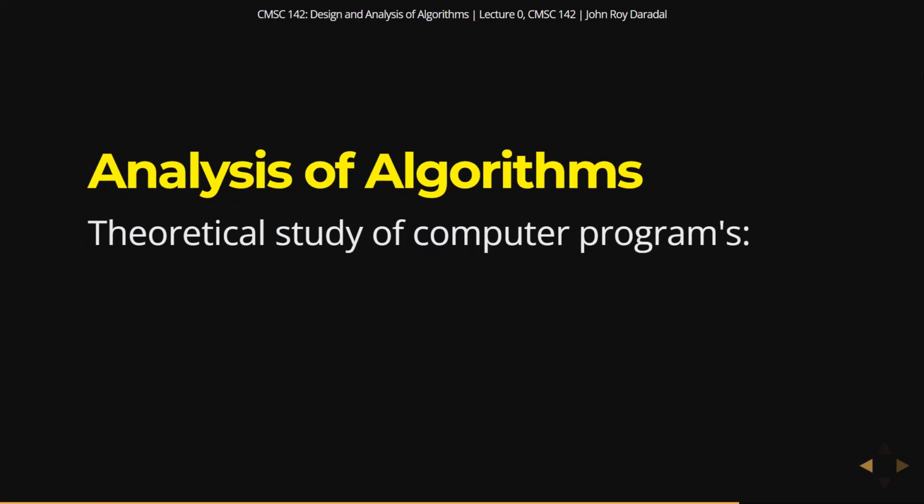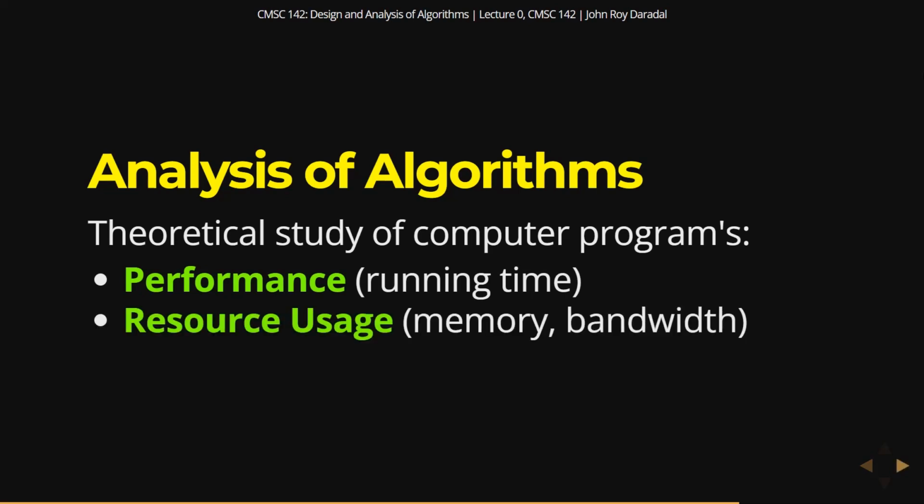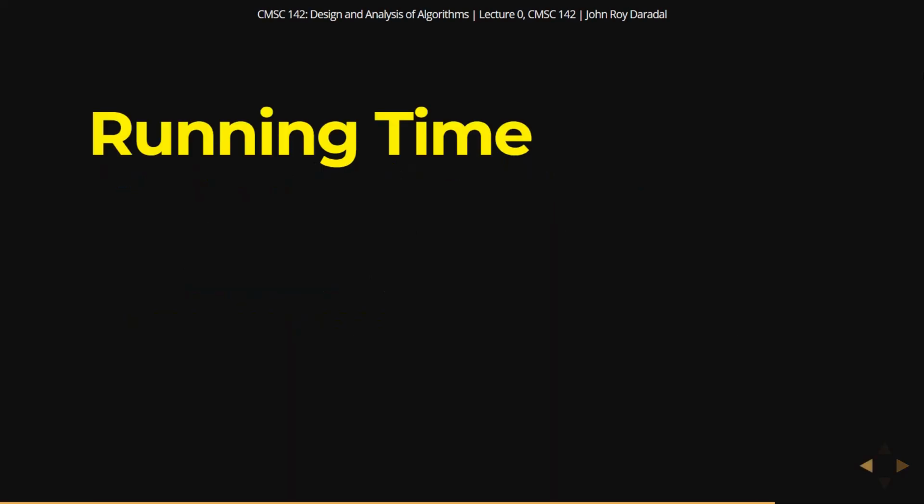So later on, we will learn about how to analyze algorithms. The analysis of algorithms is the theoretical study of a computer program's performance, which is the running time, and resource usage, which is usually about memory or bandwidth. So it's two things: the time and the memory. Is it fast, and does it efficiently use the memory, meaning it's not wasting too much space? We'll learn more about this in later lectures, but for now, let's focus on running time.